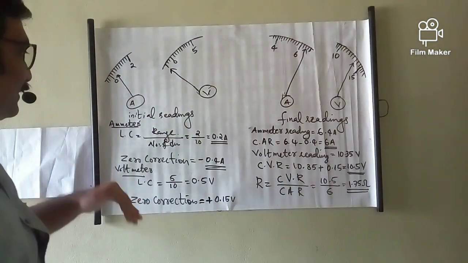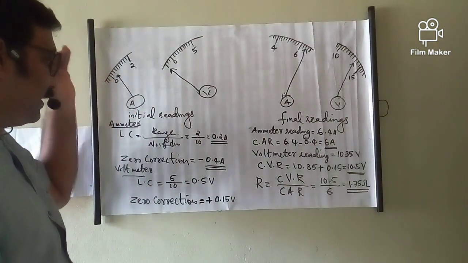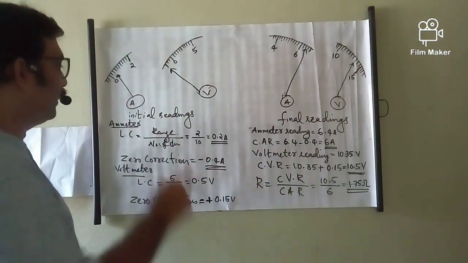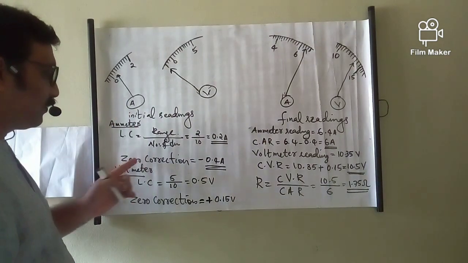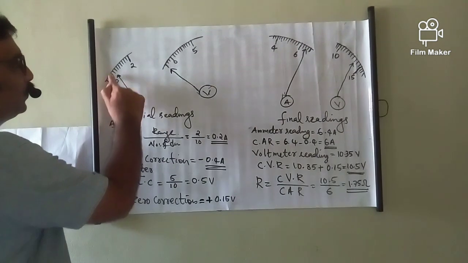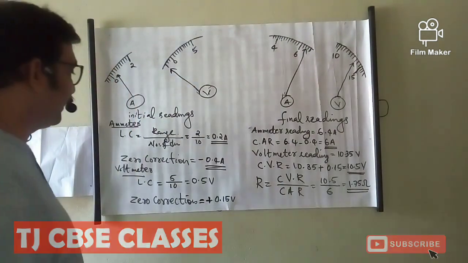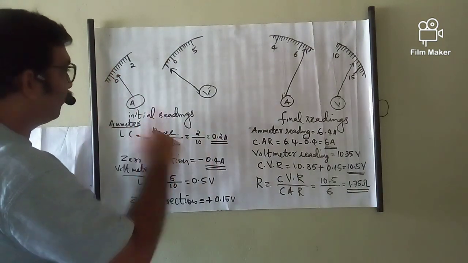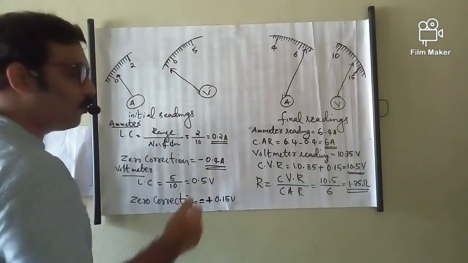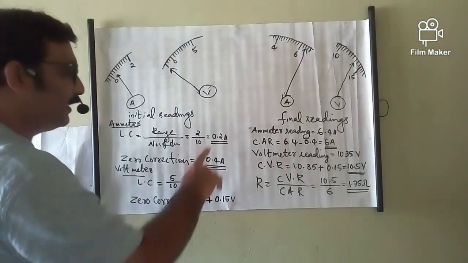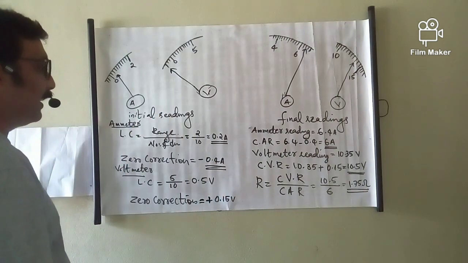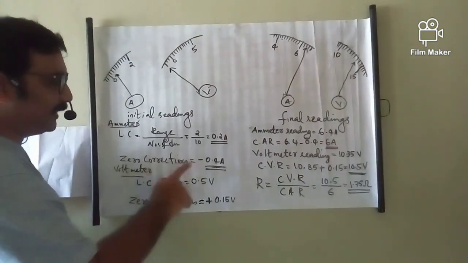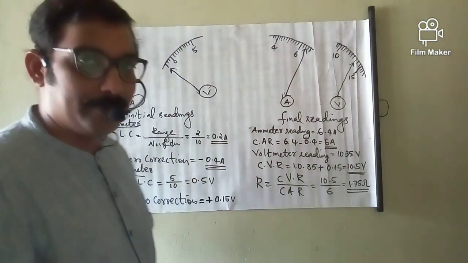Next we should correct the zero error in the ammeter and voltmeter. First we rectify the ammeter reading. The zero error is 2 divisions excess before taking the reading, so we should correct that. For 1 division it is 0.2, then for 2 divisions it is 2 into 0.2, which is 0.4. Since it is excess, we should subtract it. The zero correction is minus 0.4 ampere.